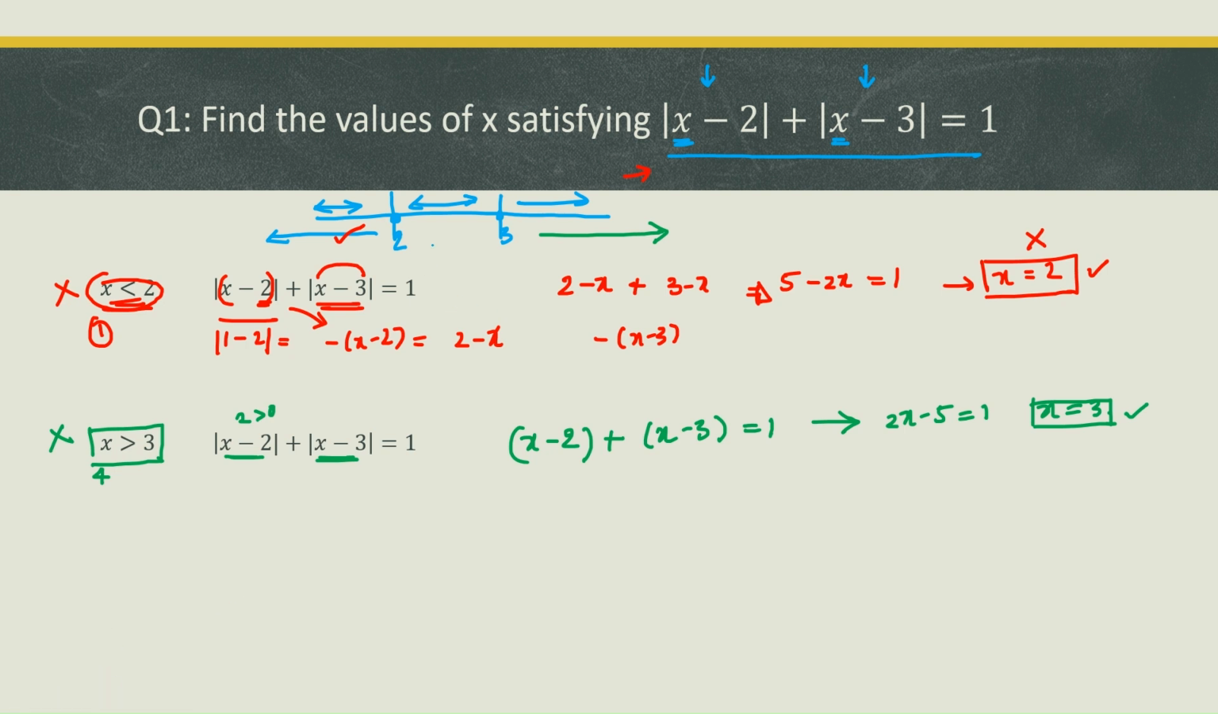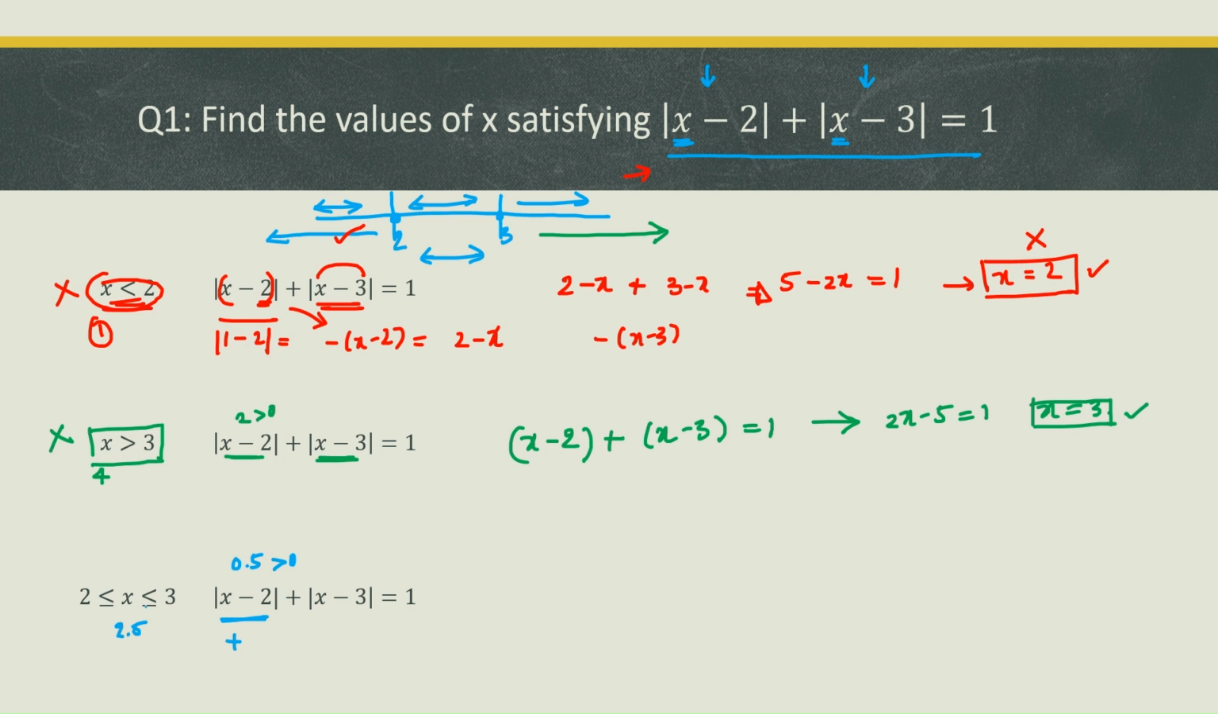Now we have to consider this case, x in between 2 and 3. Here we didn't include 2 and 3, but here we have included them. Again the same equation. Now I'm considering a point which is less than 3 and greater than 2. Let us say, for example, I take 2.5. So 2.5 minus 2 is 0.5, which is greater than 0. That means for any value of x between 2 and 3, this value is always positive.